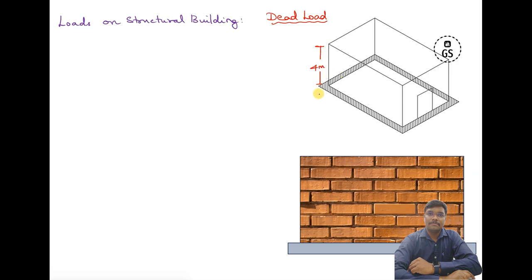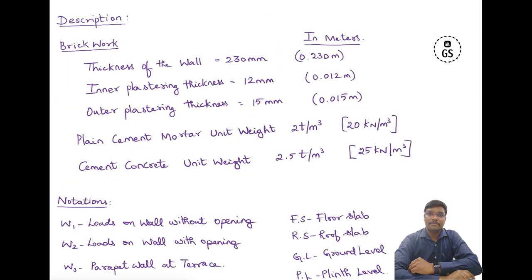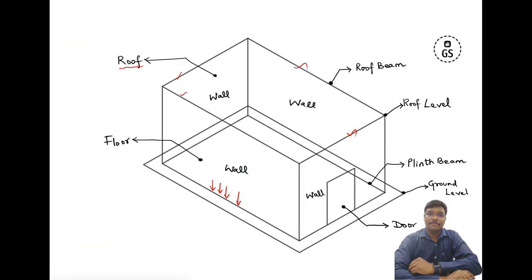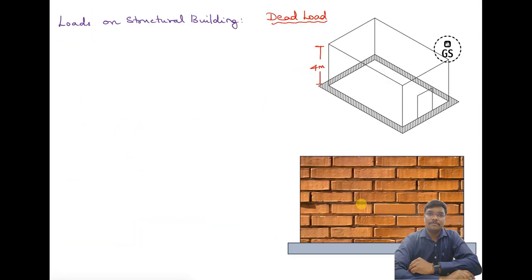So now we are going to calculate two things, as I already said in the first part. We are going to calculate W1, the wall loads without openings, and W2, the wall loads with openings. Then next we have W3, that is for the parapet wall at terrace level. When you look at this picture, no openings are provided. Let us take this wall as an example, and similarly the remaining two walls. So this is W1, and this wall is also W1, and this is W1.